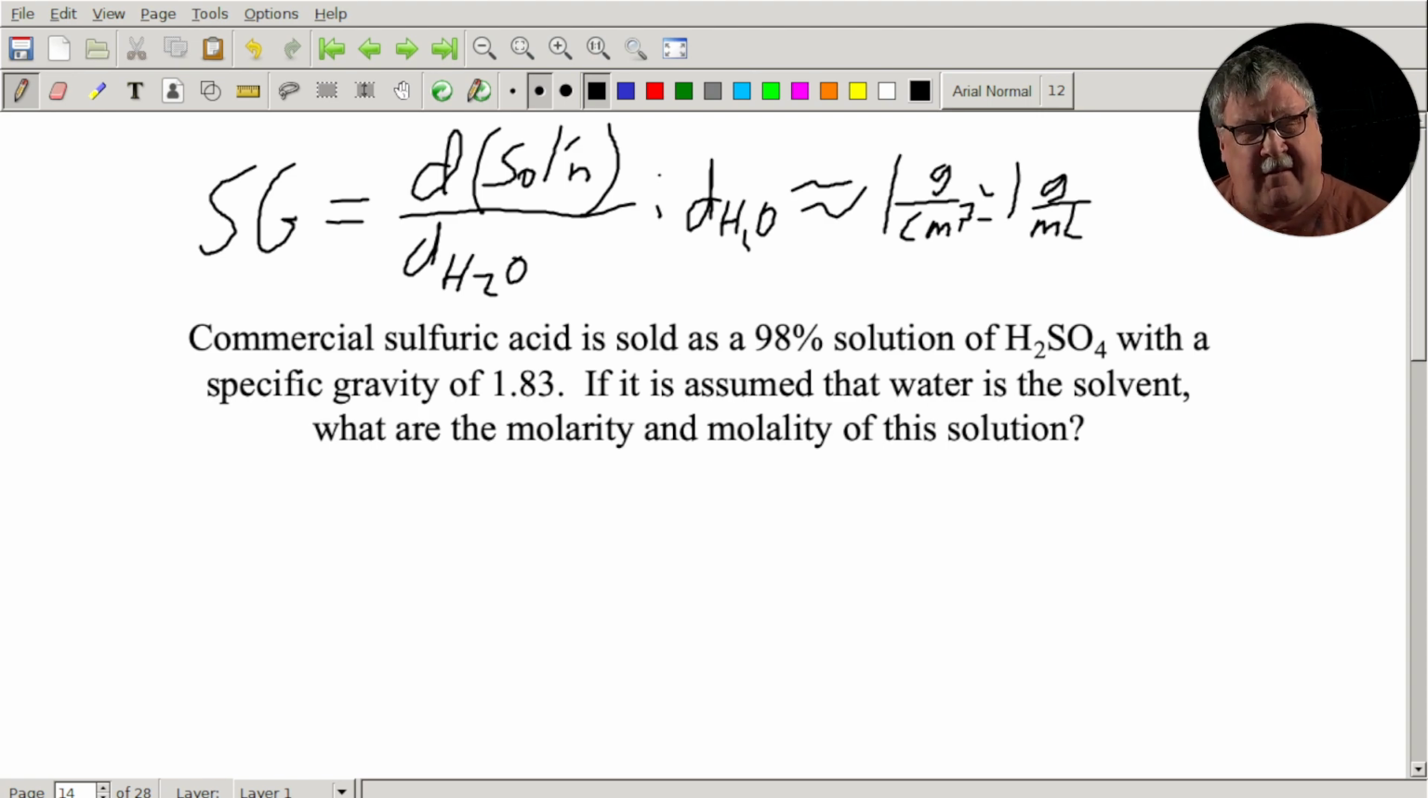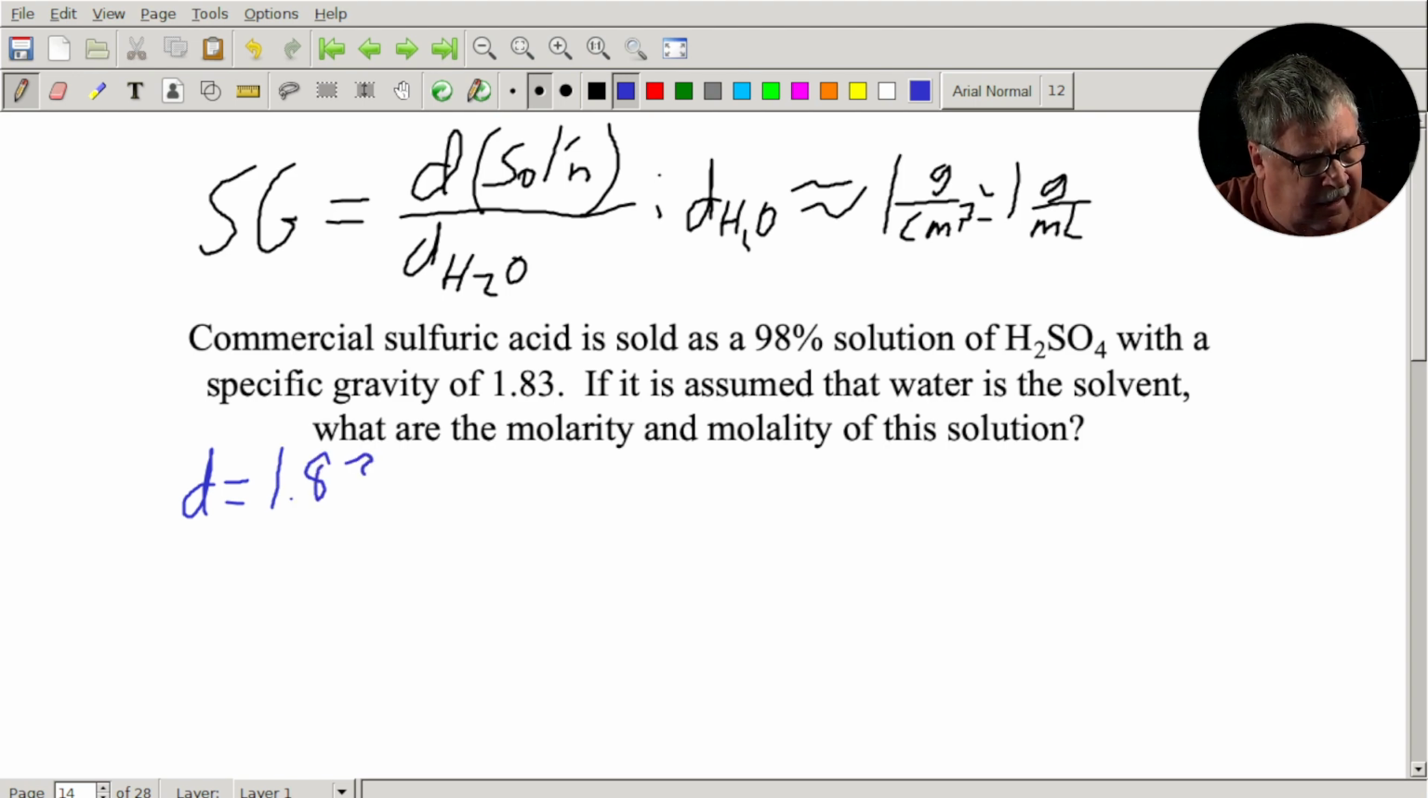But this doesn't have to be a very precise calculation, so we're just going to use 1. And so what we could say here is that means for this solution, the density of the solution is roughly the same as the specific gravity. It has a density of 1.83 grams per milliliter.